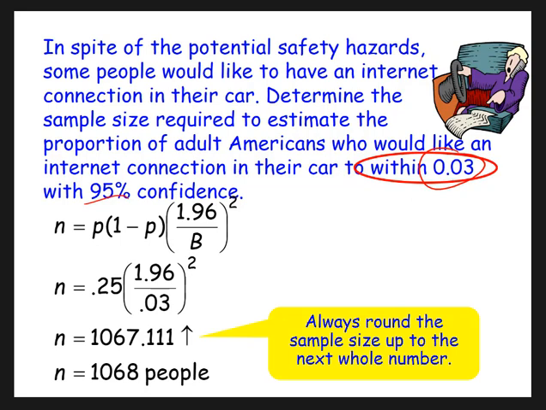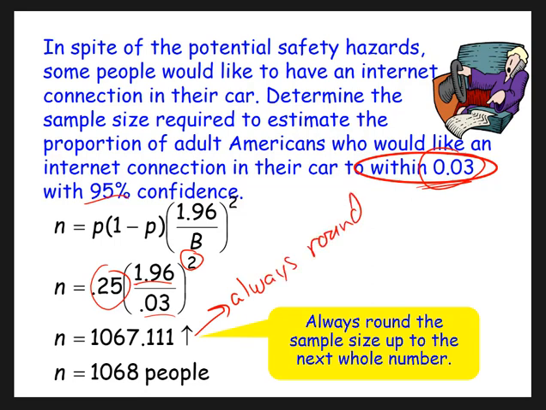So 0.5 times 1 minus 0.5 is 0.25. 1.96 for our Z critical over 0.03. That was our bound on our error from our problem. We square that portion of it, and we get 1067.111. Even though that's closer to 1067, remember 1067.111 is the minimum sample size. If we round down, we're going to go below the minimum. So we always round up on a sample size calculation.